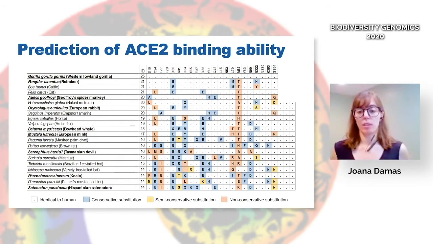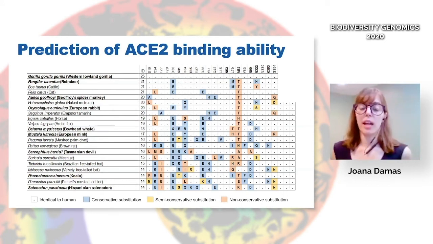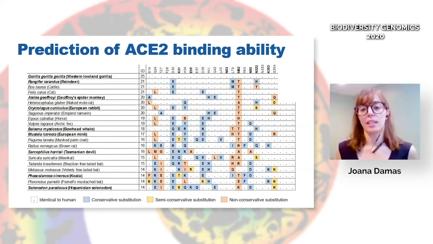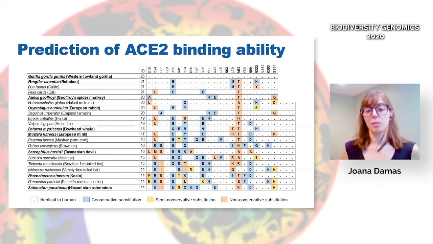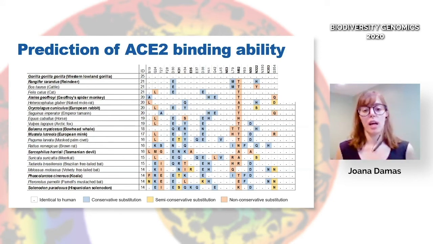Our algorithm and predictions were mainly based on comparisons with the human binding residues, because we know that SARS-CoV-2 is highly effective in using the ACE2 protein of humans to infect cells. Here I just want to show you a subset of the species in our data set. The white squares mean that the amino acid for that species is identical to the human. We also have information on how conservative or non-conservative the substitutions are for each of the positions.